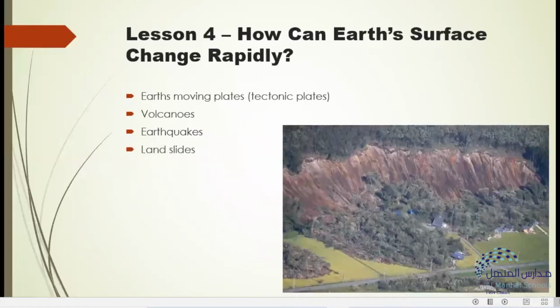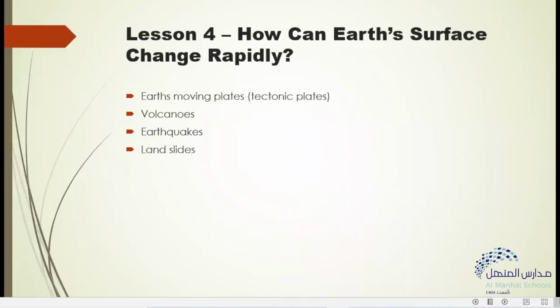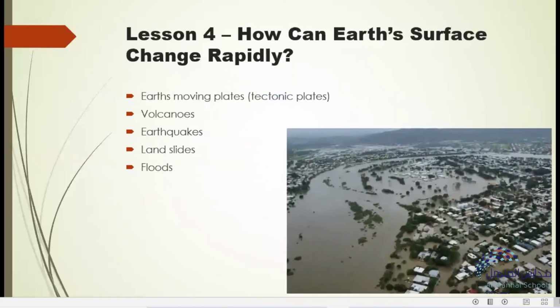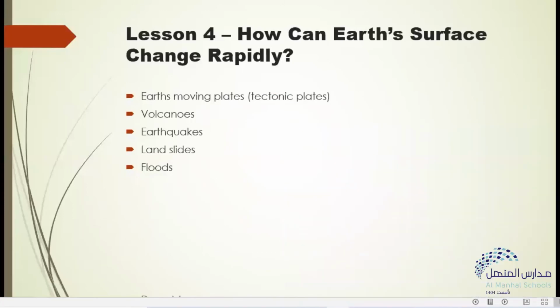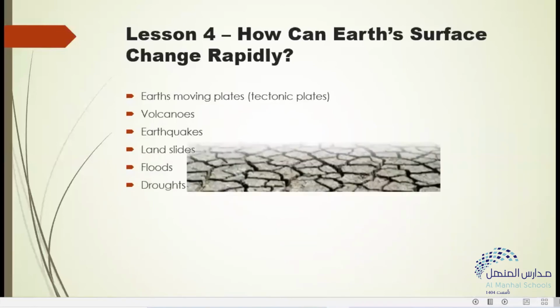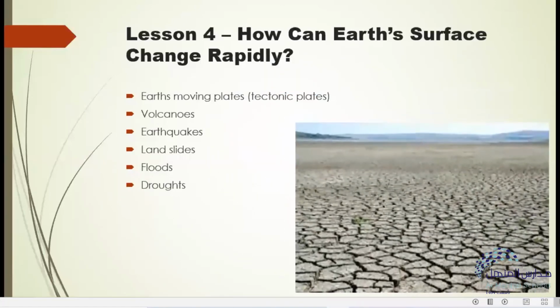Landslides are another way. Landslides often occur on hillsides where the sediments get softened by rain in such a way that it actually moves the whole mountain and sometimes can have devastating effects on Earth. Floods are another way. Floods are when there is a lot of rain at one time in one specific place. Then you get droughts. Droughts can also change Earth's surface. Droughts are when there is no precipitation, no rain occurring for a long period of time.